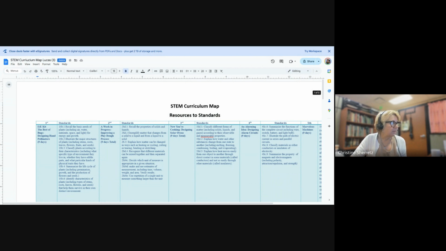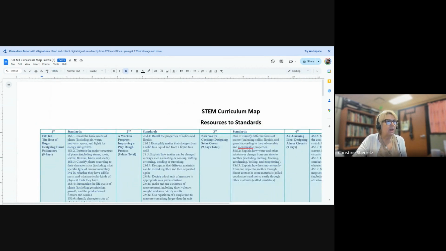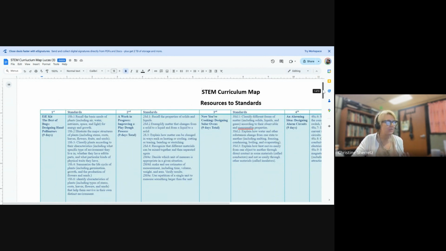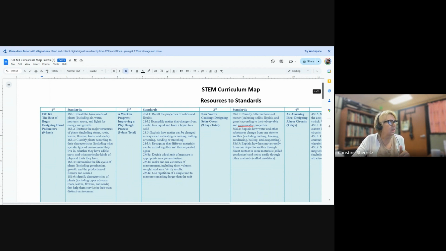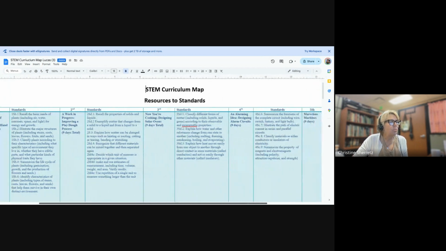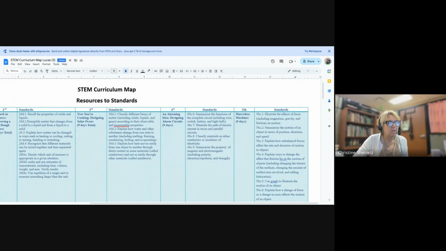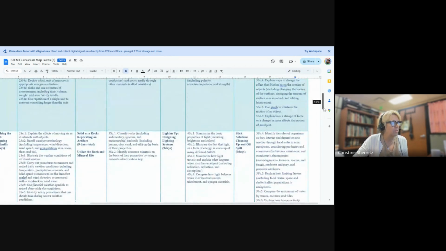And so, what I did was I took each of the kits that we had and I aligned it with the science standards. So, I hope you can see this. And that meant I had to read every single book and align it. So I could see they had this kit called The Best of Bugs, where the students had to design these pollinators. And I could see that aligned with first grade. A work in progress. This was something with Play-Doh that aligned with second grade. So I went through and said, okay, here's how the kits align with the standards.